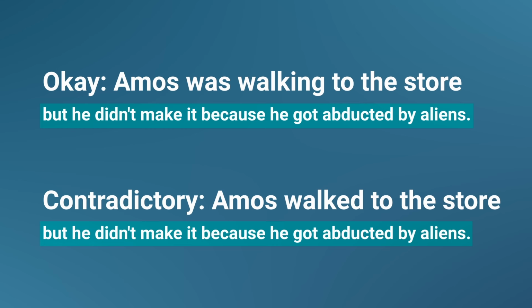It sounds contradictory to say "Amos walked to the store, but he didn't make it because he got abducted by aliens on the way." When we say "Amos walked to the store," we infer that he got there. That is the perfective interpretation.